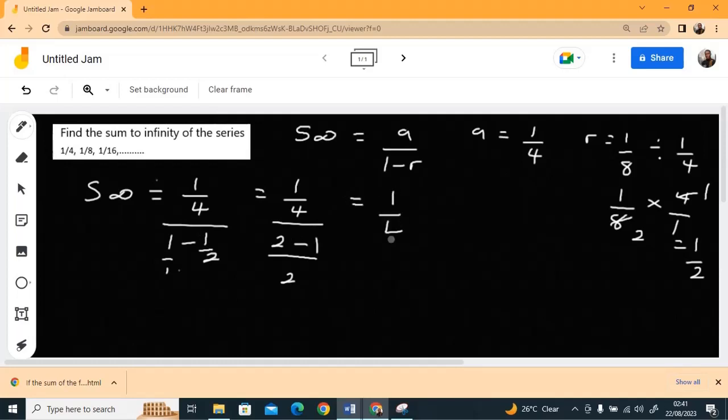I could do this quickly, but I just want you to understand it. It's not about me solving it for you and I'm done. I should be able to explain how I get the answer. 2 minus 1 is 1, all over 2. And I told you, if you have something like this, what are you going to do?